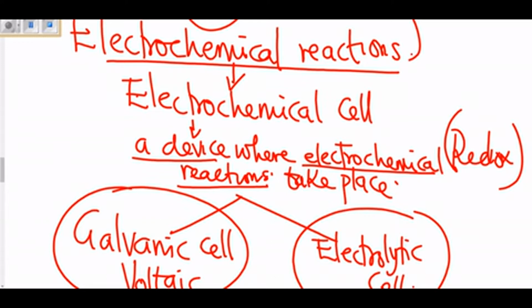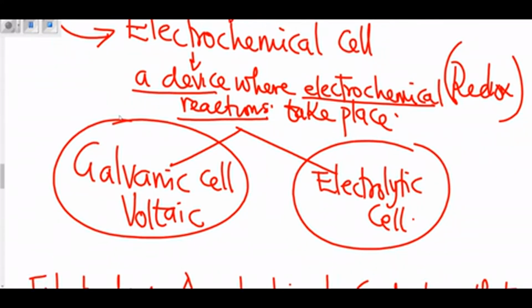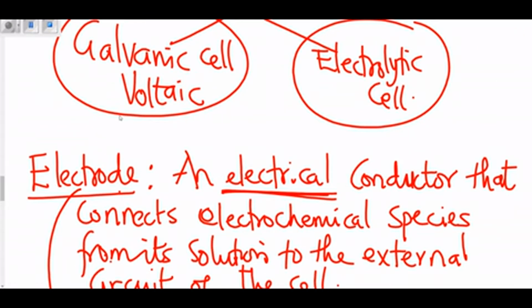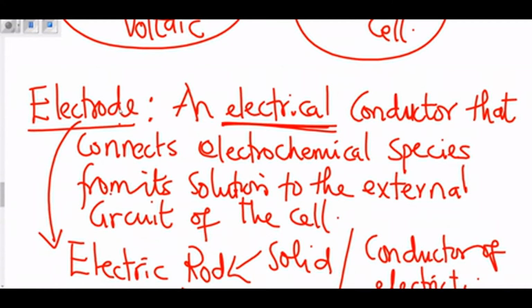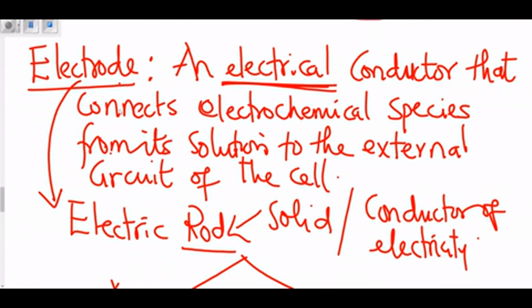We had electrochemical reactions, and we said all these electrochemical reactions take place in a cell that we call an electrochemical cell. It is a device. An electrochemical cell is defined as a device where an electrochemical reaction, which we said is a redox reaction, takes place. We said there are two types of these cells: galvanic and electrolytic. We mentioned the word electrode, and we're going to use that again in our definition.